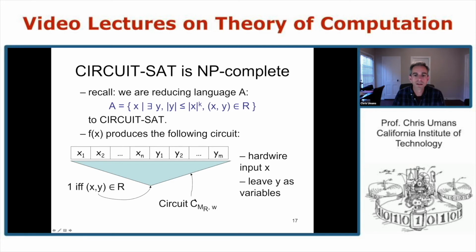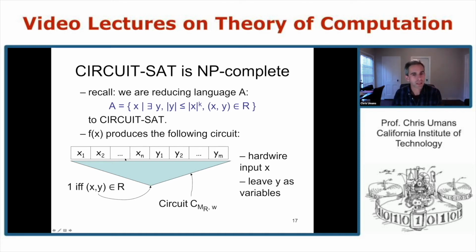It's the circuit which simulates the functioning of the Turing machine which decides R, on input W, which you may remember has two parts, X and Y, and I've written them out here, X1 through Xn, Y1 through Ym. And this circuit outputs 1 if and only if XY is in R. And our reduction does the following little trick with this circuit. It hardwires the input X to be that X that we're reducing from, and it leaves the Y's as variables that are free. So it hardwires the X and leaves the Y's free.